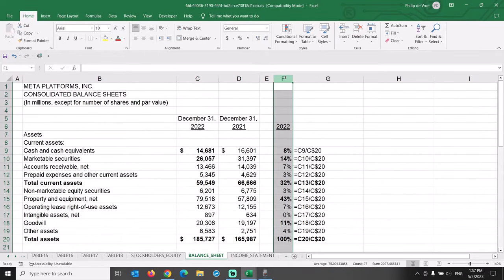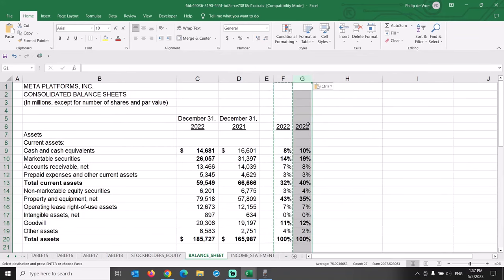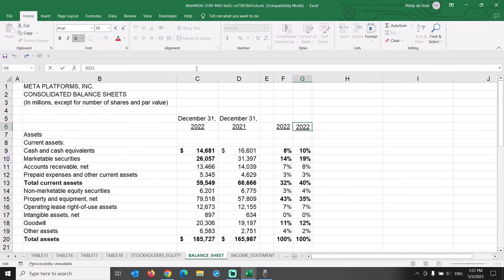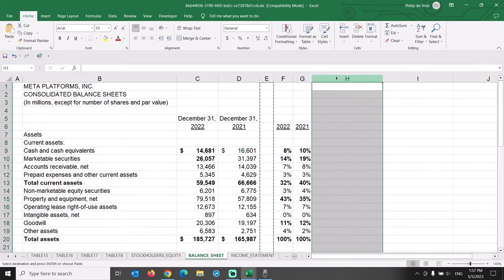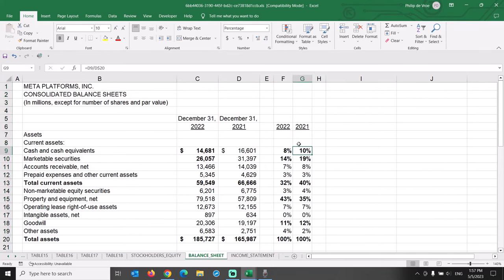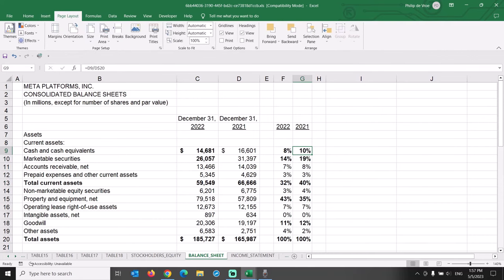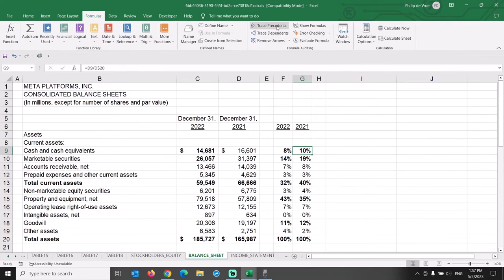Let's put the percentages for the 2021 vertical analysis of the balance sheet next to them to see if we can detect any trends. Getting the percentages in place for 2021 is simply a matter of copying what is in column F, pasting it in column G, and updating the year in cell G6. With formulas trace precedence, we can show that the formulas reference the correct cells.